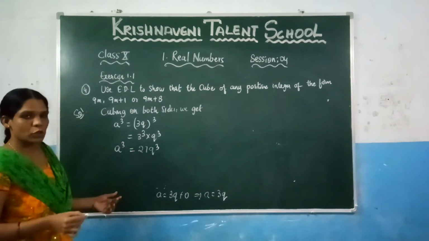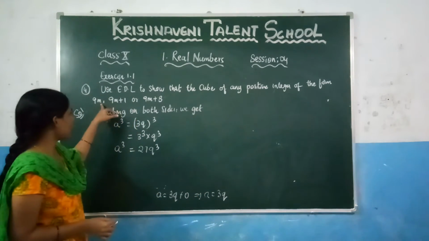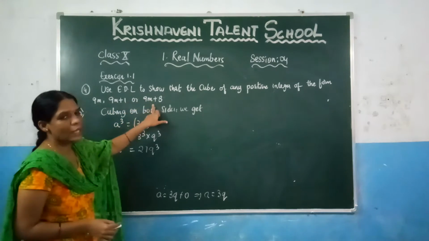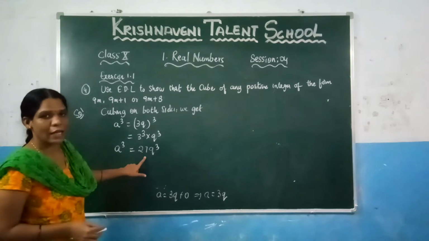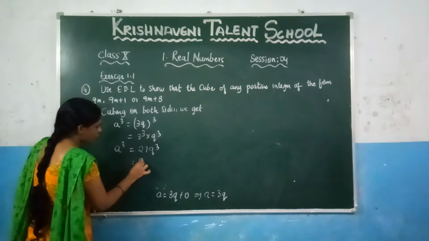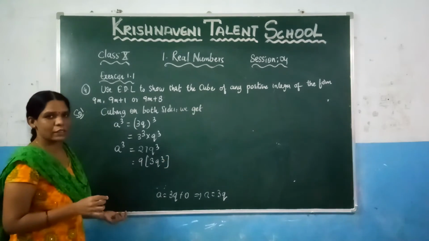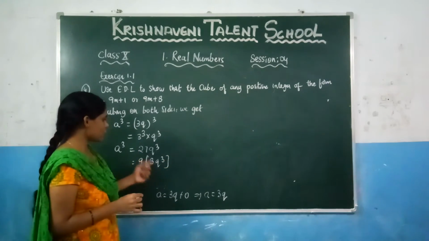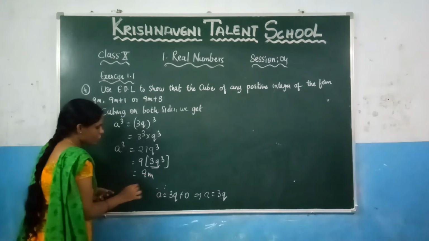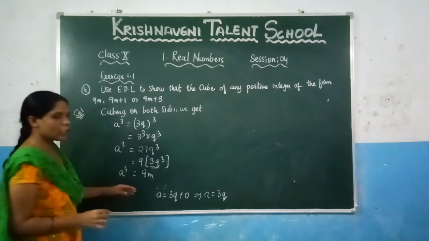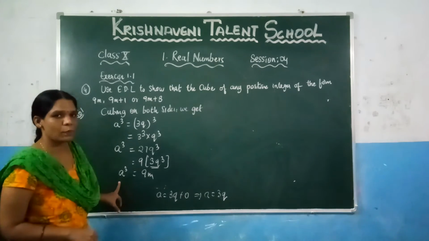Now we need to prove that the cube of any positive integer is of the form 9m, 9m plus 1 or 9m plus 8. So taking 9 common, you can write this as 9 into 3q cube, since 9 times 3 is 27, giving 27 q cube. Let us consider 3q cube as m, so that we get a cube is equal to 9m.